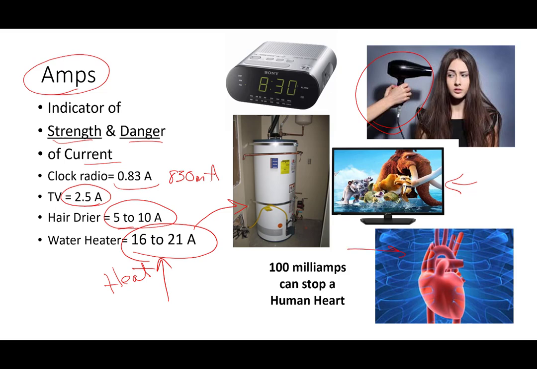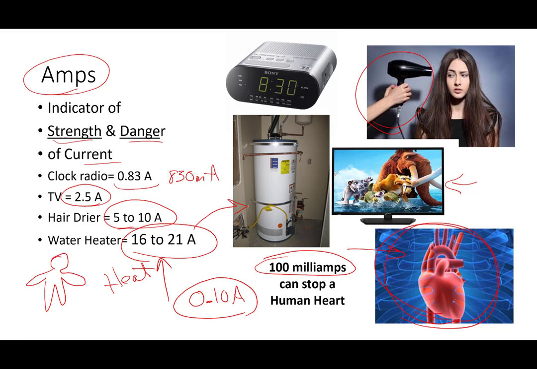The human heart is an electrical pump, and it takes a very small quantity of electricity to stop that heart from pumping in its normal rhythm. So 100 milliamps or 0.10 regular amps is enough to disrupt the electrical rhythms of a heart and stop its normal rhythm and create death. So that's why you have to protect your heart from electrical charges. That is a good thing because our skin is a good electrical insulator, and that protects us from an awful lot of electrical charges.